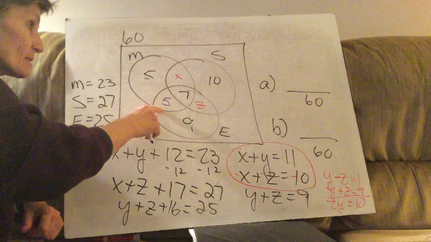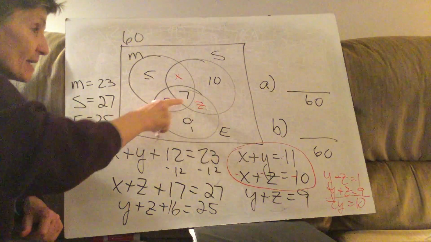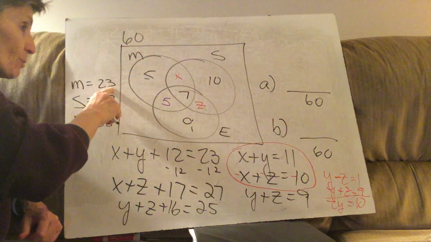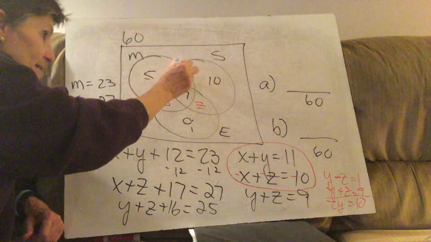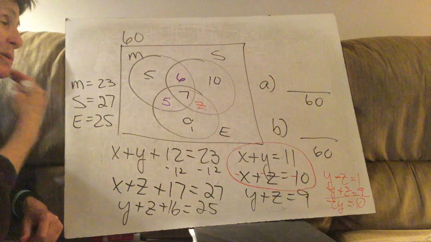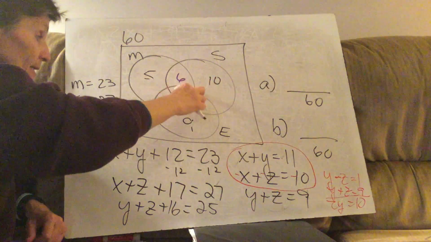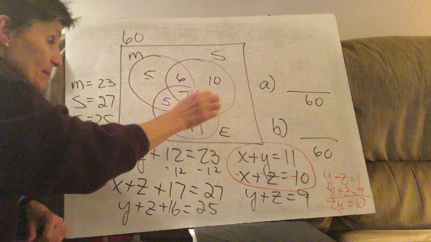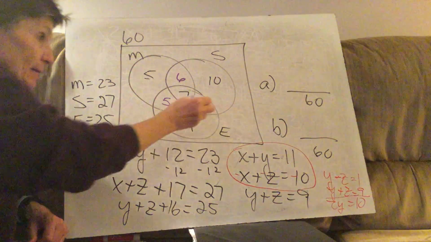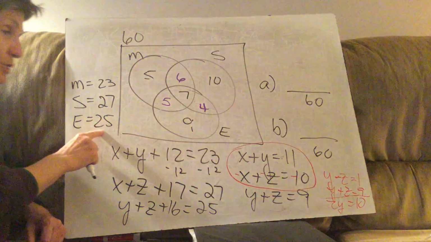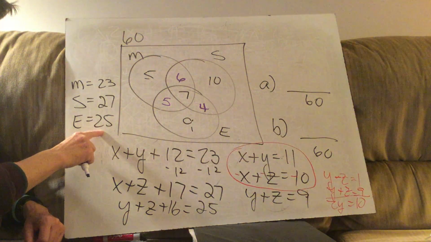Now, once I know this is 5, look, 5 and 5, that's 10, that's 17. So I have 17, but I'm supposed to have 23, so x has to be 6. Now I have 13, 23, but I'm supposed to have 27, so z must be 4. And then my double check is, that's 11, 9, 25, which is exactly what I'm supposed to have.